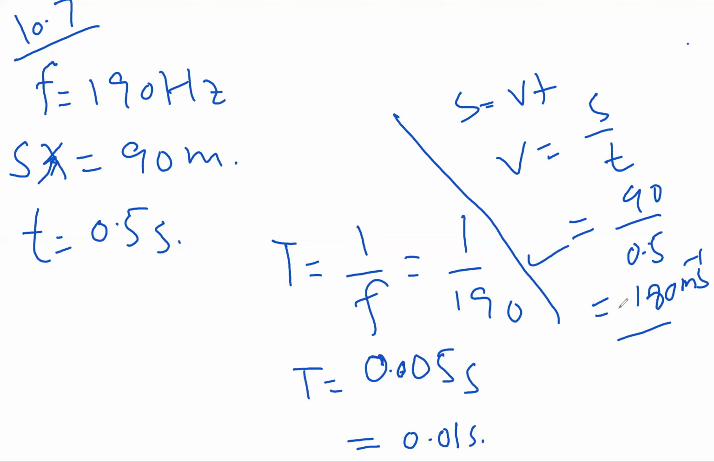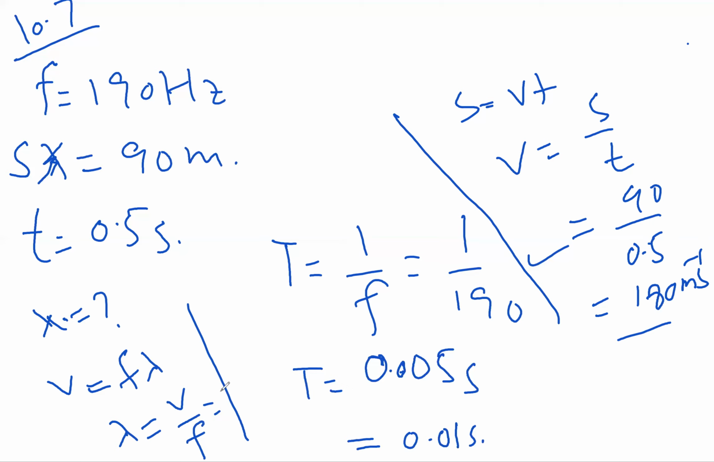And the next is wavelength. So for wavelength, lambda, we will calculate with V is equal to F lambda. Lambda is equal to V divided by F. We have the velocity, this is the velocity, and we have the frequency, so you can calculate.